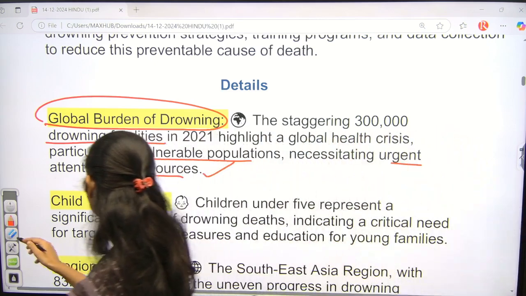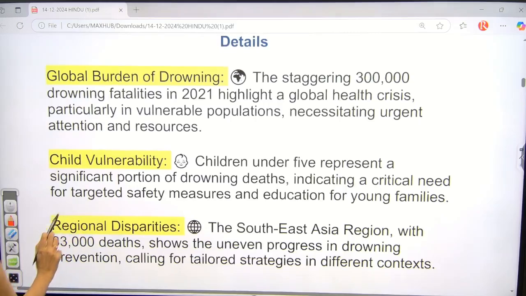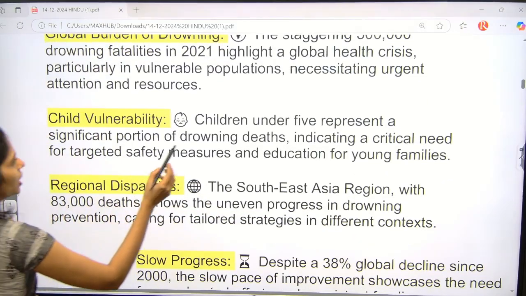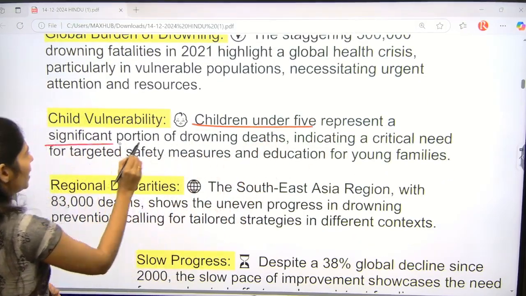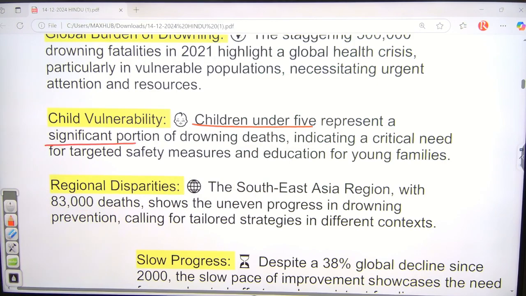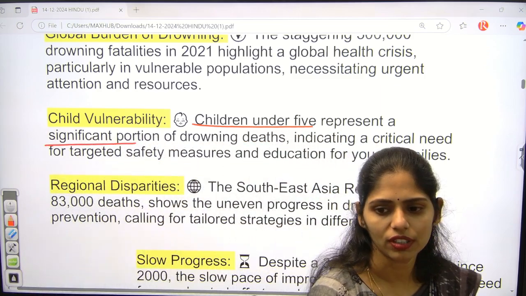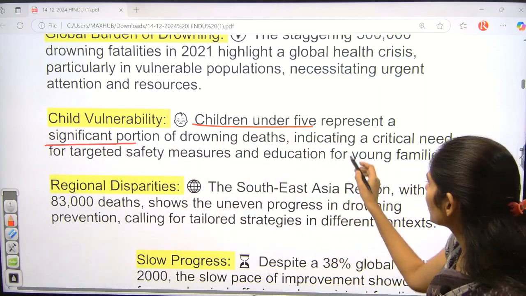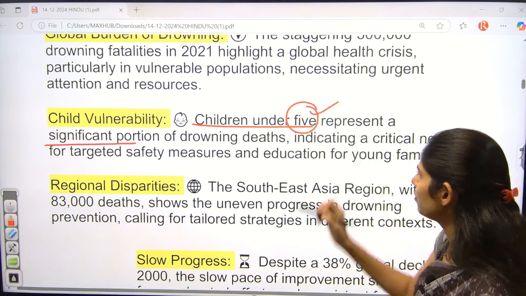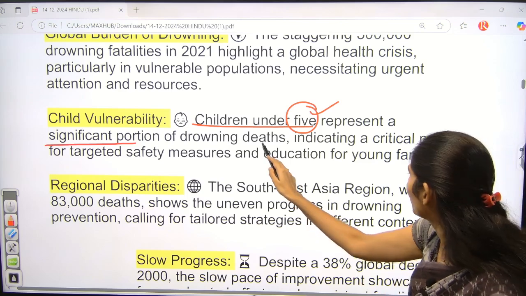And next one is, who are especially vulnerable to drowning? Children under 5 years. Children under 5 represent a significant proportion of drowning deaths because they do not have proper training in how to swim, but they will go into the water for learning to swim. So because of this, children under 5 represent a significant proportion of drowning deaths.